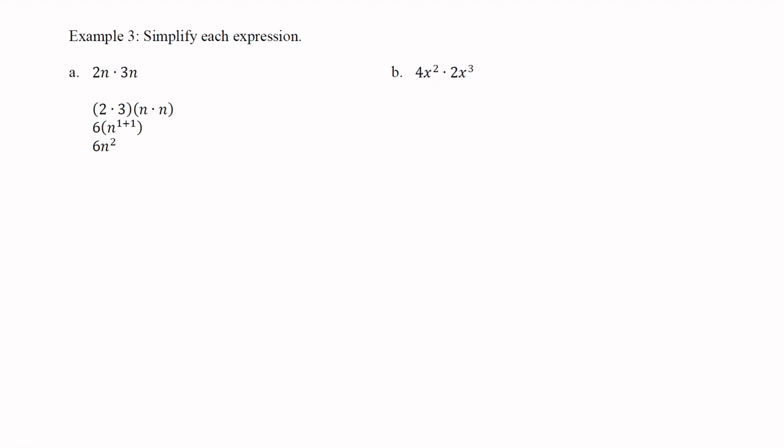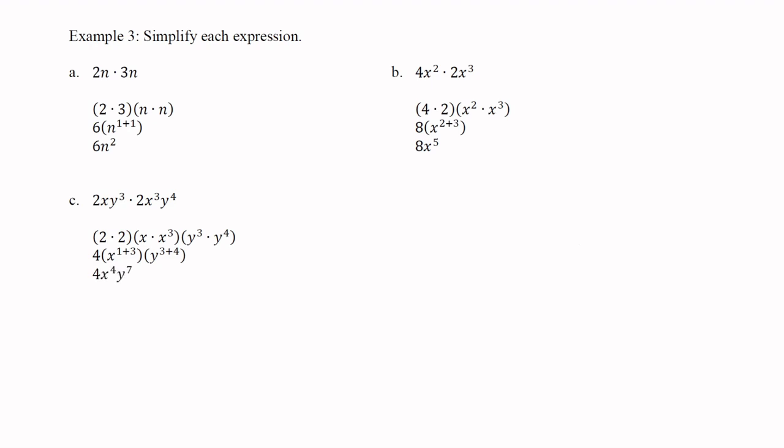For 4x squared times 2x to the third, we can group our coefficients, group our variables. 4 times 2 gives us 8. Use the product rule to add the exponents on your x terms, and that gives us 8x to the 5th. For C, we're going to group our coefficients, group our x terms, and group our y terms. 2 times 2 is 4. Use the product rule to add the exponents on your x and y terms. And that gives us 4x to the 4th, y to the 7th.